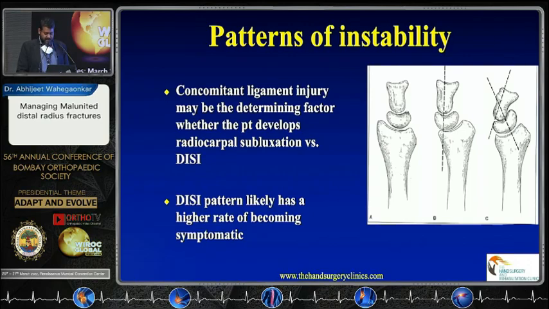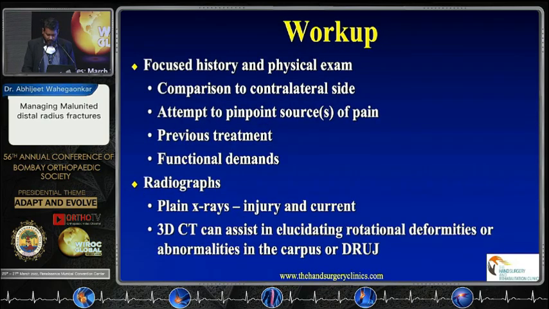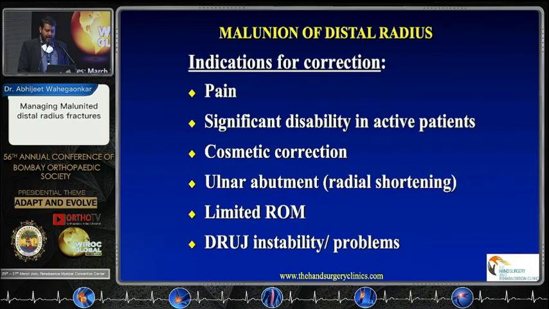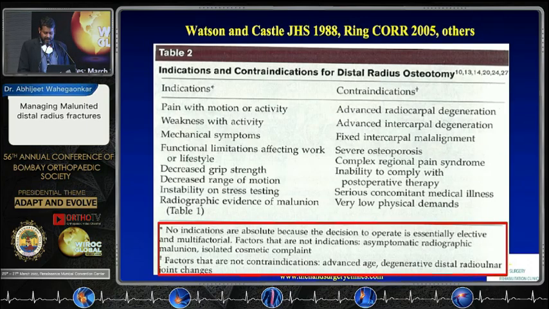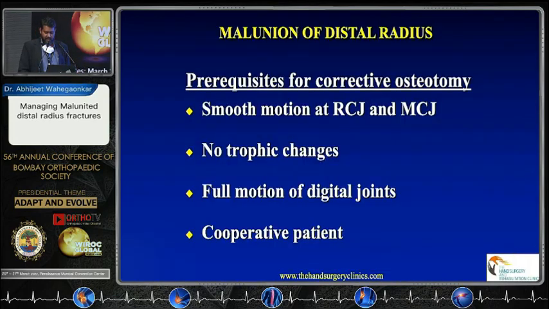So the workup will obviously begin with a clinical examination, looking at the contralateral side, getting good x-rays that we all talked about, and then CT scans. The indications for correction are listed on this slide, and obviously they would include all the functional disabilities that the patient will present with. Watson looked at the indications and contraindications, and he concluded there are no absolute contraindications. So taking into consideration all of these factors, you can provide a good outcome with corrective osteotomies.